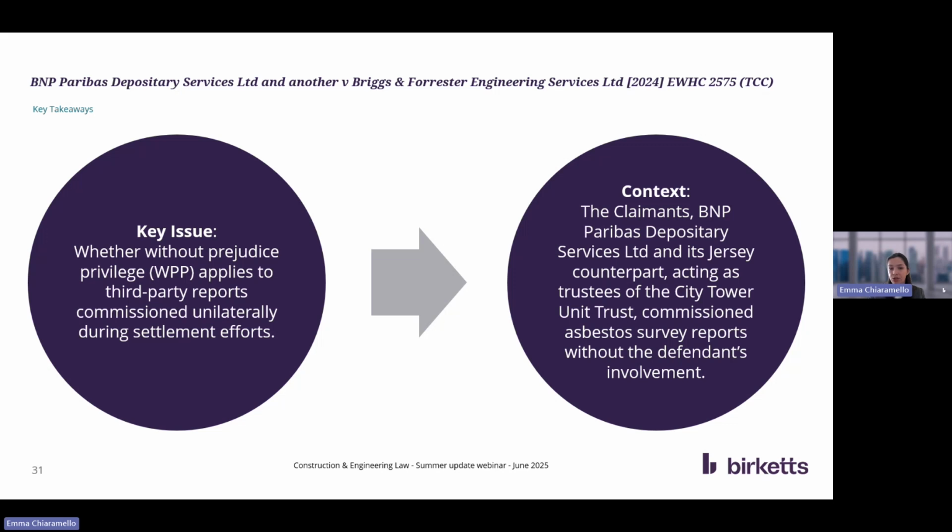This was during settlement negotiations, which were at that point ongoing, but what they didn't do was agree with Briggs and Forrester that the report was being obtained and would be protected by without prejudice privilege. So this judgment has actually only been recently released because of confidentiality that attached to it. And the previous authority was from 1954, a case called Rabin versus Mendoza, and that confirmed that without prejudice privilege applied to third-party communications that were part of the parties' joint efforts to settle.